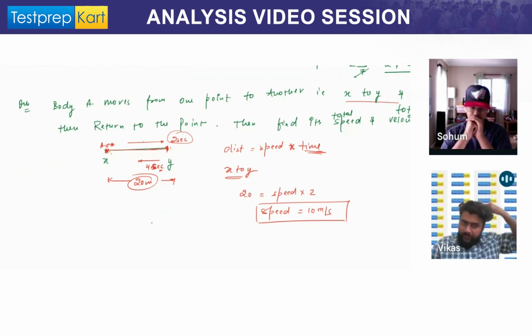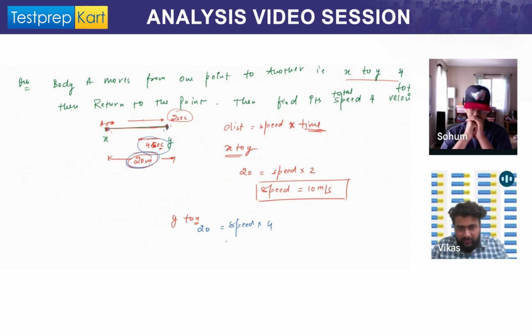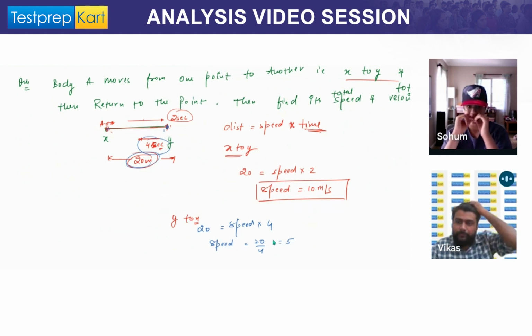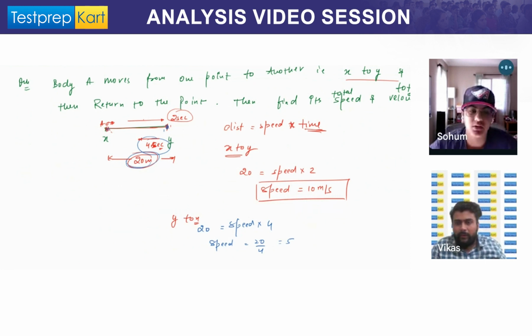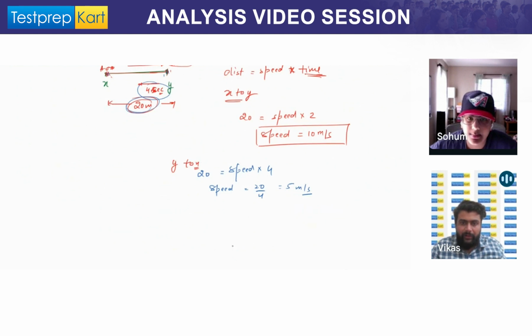Now the second thing is when you move from y to x. This time again you have to travel the same distance, that is 20, that equals speed times time. But this time the time taken by you is 4 seconds. So the speed will be lower because to cover the same distance you are taking more time. So it means you are slow. That has come to be 5 meters per second.